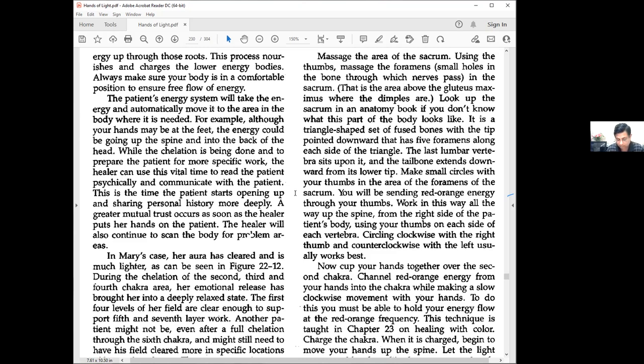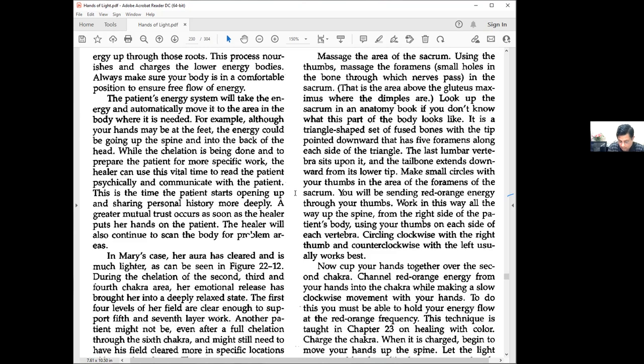It is a triangle-shaped set of fused bones with the tip pointed downwards, that has five foramen ends along each side of the triangle. The last lumbar vertebra sits upon it, and the tailbone extends down from its lower tip.